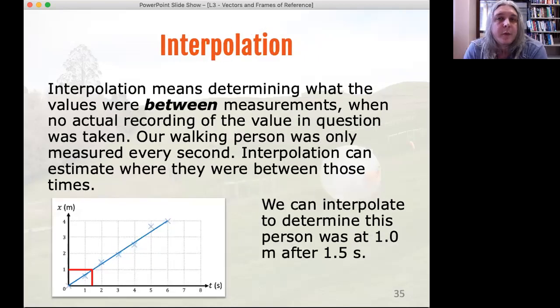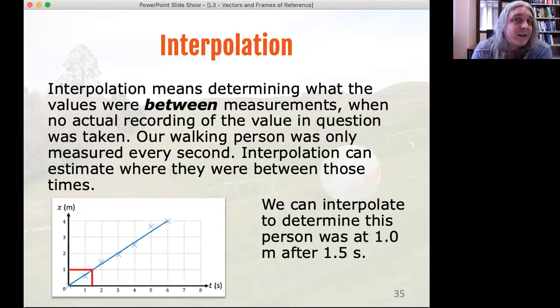There's a couple of terms that we want to define now. Interpolation simply means figuring out what the value would have been between a couple of the measurements. No actual recording happened at this point, but you want to figure out what it would have been if it had been recorded. So you can interpolate. In this case, let's interpolate to see where the person was at 1.5 seconds. You just draw a line up from 1.5, and then you see that that is at 1. So the x position at 1.5 seconds would have been 1 meter.